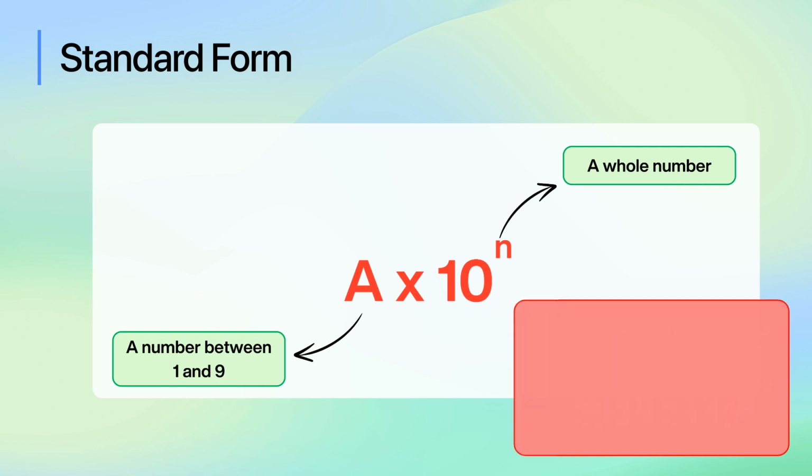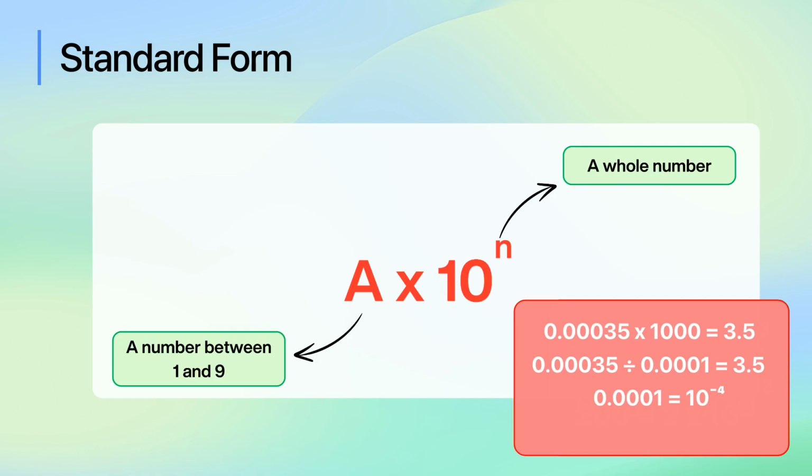Let's look at another example. To write the number 0.00035 in standard form, we need to first turn it into a number between 1 and 9. To do this, we can multiply 0.00035 by 10000 to give us 3.5. This is the equivalent of dividing 0.00035 by 0.0001. Therefore, as 0.0001 is the equivalent of 10 to the power of minus 4, 0.00035 can be written as 3.5 multiplied by 10 to the power of minus 4.